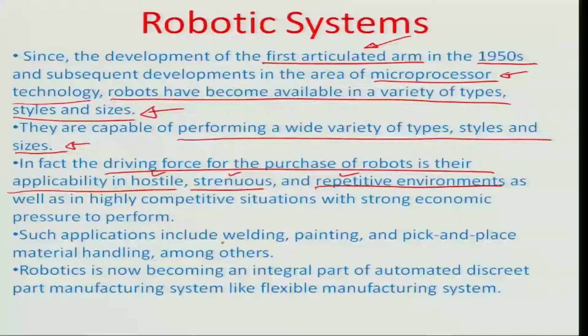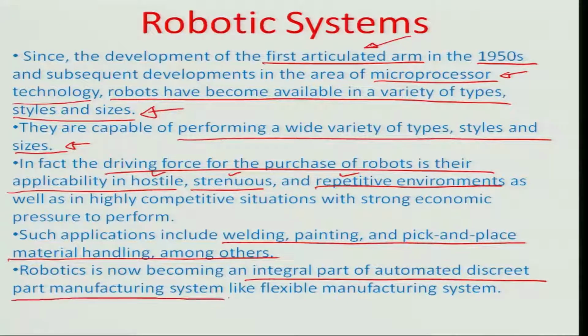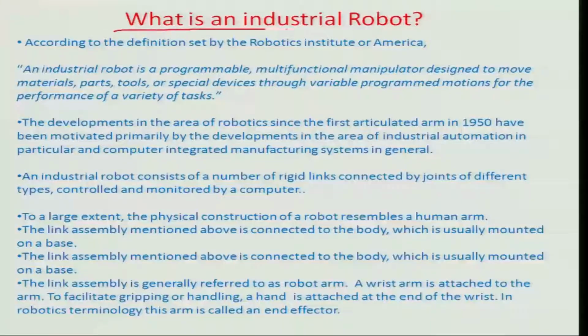Applications, as I told you, include welding, painting, pick and place, and material handling, among others, and are now becoming an integral part of automated discrete part manufacturing systems. Particularly in systems like flexible manufacturing systems, we cannot think of the system being in place without robots maneuvering different operations or different subsystem level activities within that overall system. Let us look at some definitions of what is an industrial robot.